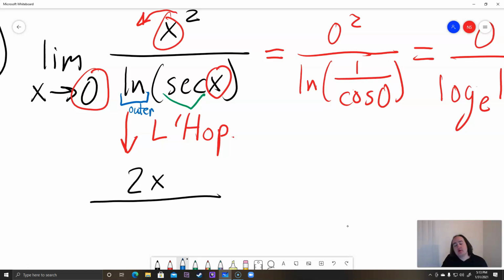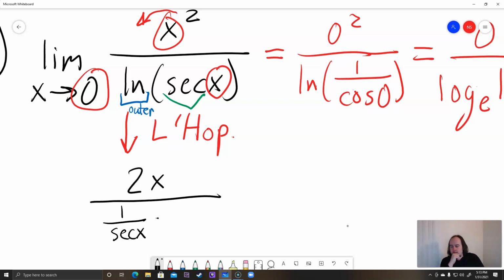The derivative of ln is 1 over. So that's going to be 1 over secant of x times the derivative of the inner function. So what's the derivative of secant of x?